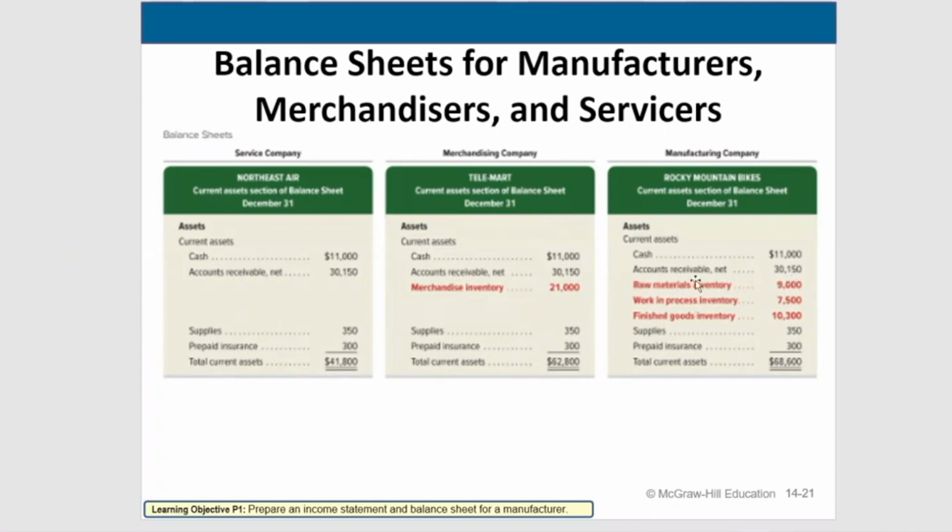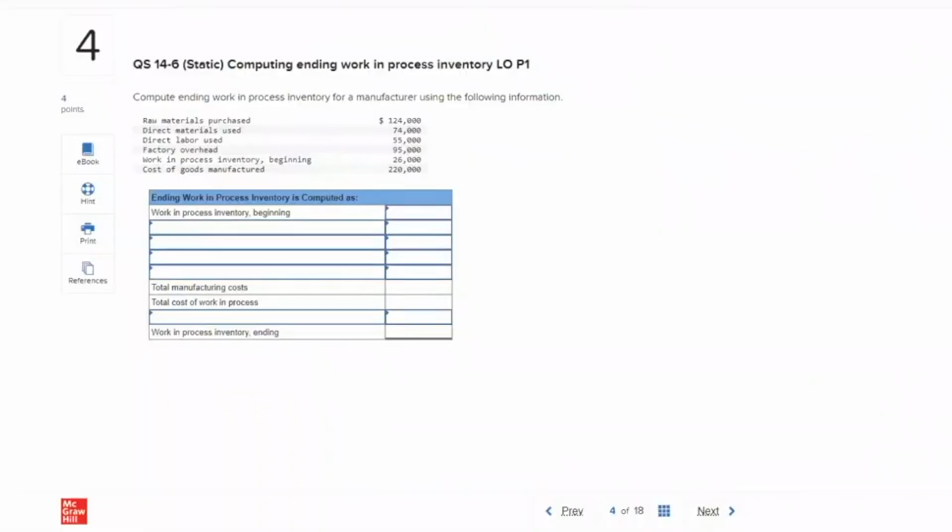We have this stuff, which is like just the raw parts, like chains and wheels and frames and stuff. Then we have some bikes that have been started, but they're not finished yet. They'll be in here in this account. And then we have bikes that are finished and ready to sell, but have not been sold yet. We are going to use our little diagram.